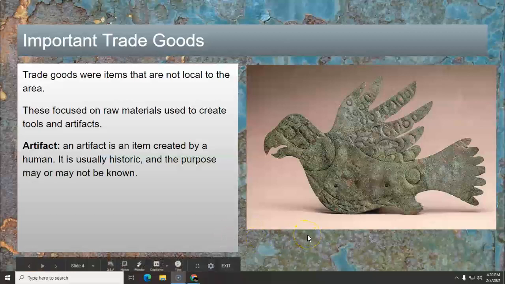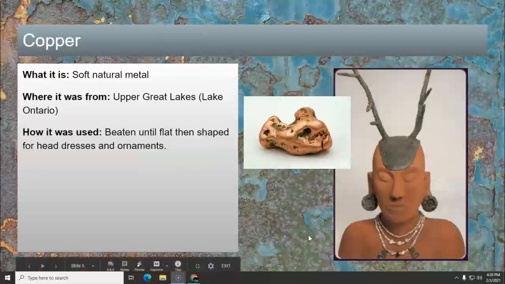On the right here, you see one of the famous Hopewell artifacts. This is the falcon, and it is made of copper. And copper is the first thing that we're talking about because it was very important to them. Copper is a soft, natural metal, and you can see in the illustration a nugget of copper. They found it in the upper Great Lakes area around Lake Ontario, and they beat it until it's flat. Then you shape it for headdresses and ornaments.